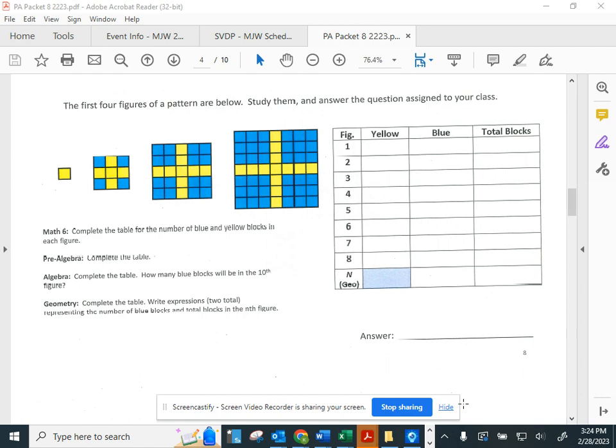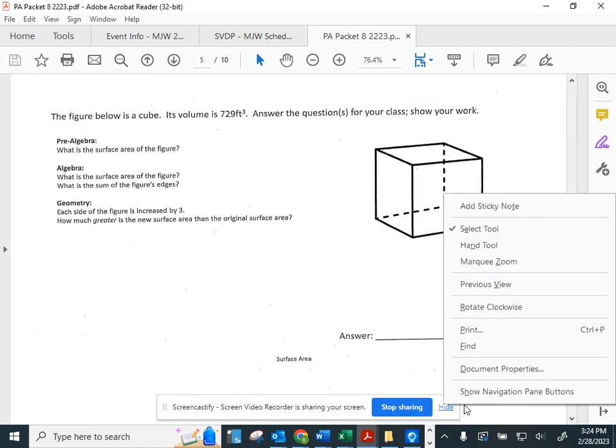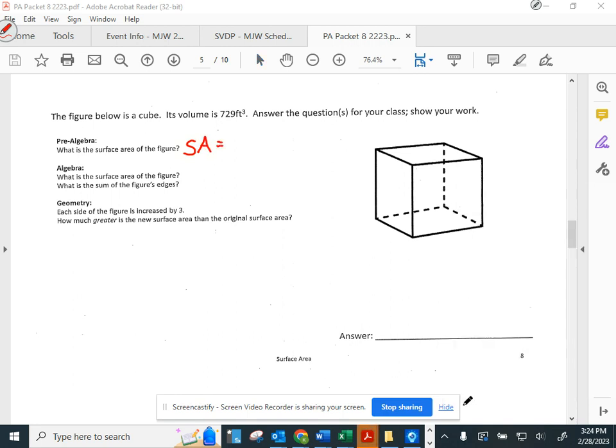Our next page, we have a cube. Its volume is 729 feet cubed. Answer the questions for your class and show your work. For pre-algebra, we need to say what is the surface area of the figure. The formula for the surface area is 6 times side squared, because we have 6 sides on our cube, and for each side we need to know the area for that side.